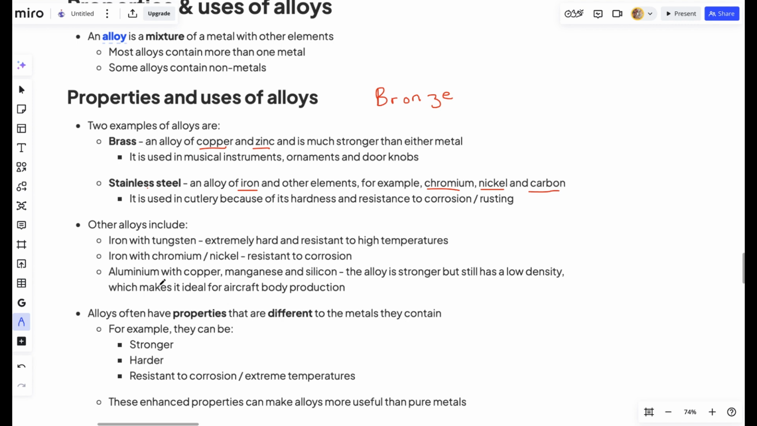I talked about bronze. I said bronze is what? Copper and tin. Copper is Cu. When you alloy copper and tin together, you get bronze. Brass is copper and zinc. So stainless steel you should know: iron, chromium, nickel, and carbon mixed together to form stainless steel. So we should know all of these things. Okay? At least, very important.